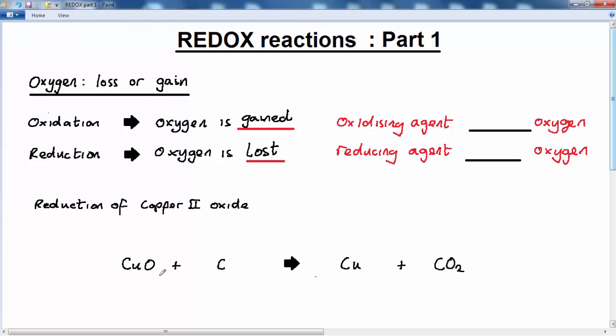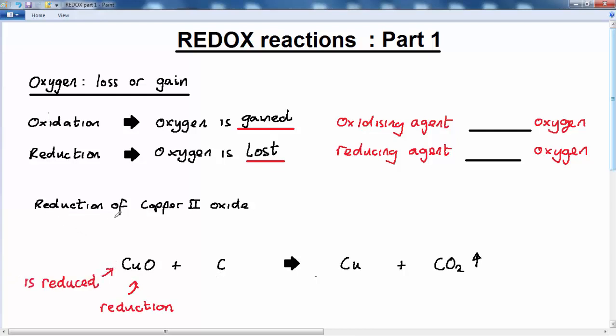Black copper oxide powder is mixed with soot, with carbon powder, and the mixture is heated, and after a while copper appears and carbon dioxide is produced. So in this reaction we can say that copper oxide is losing oxygen. Oxygen is being lost, so we can say here that reduction is occurring. That's to say the copper oxide is reduced.